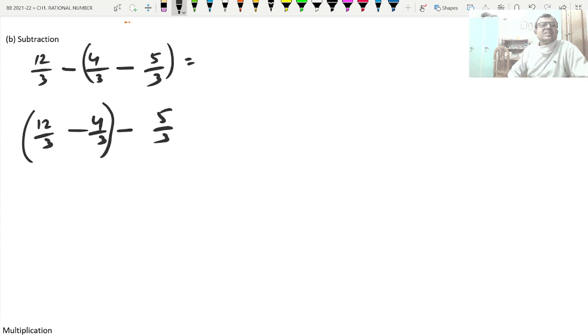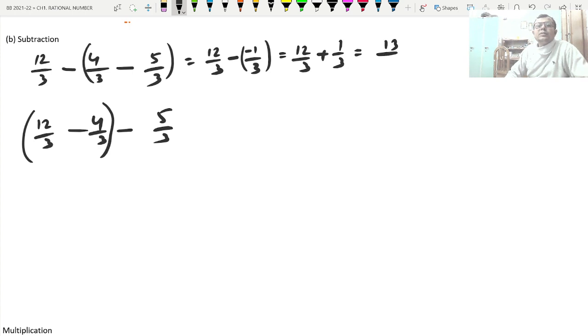Now let us calculate. 12 by 3 minus, how much will it be? Minus 1 by 3, right? So it will be 12 by 3 plus 1 by 3. So this will be 13 by 3, correct? Now this one will be 8 by 3 minus 5 by 3, equal to how much? 3 by 3, equal to 1.